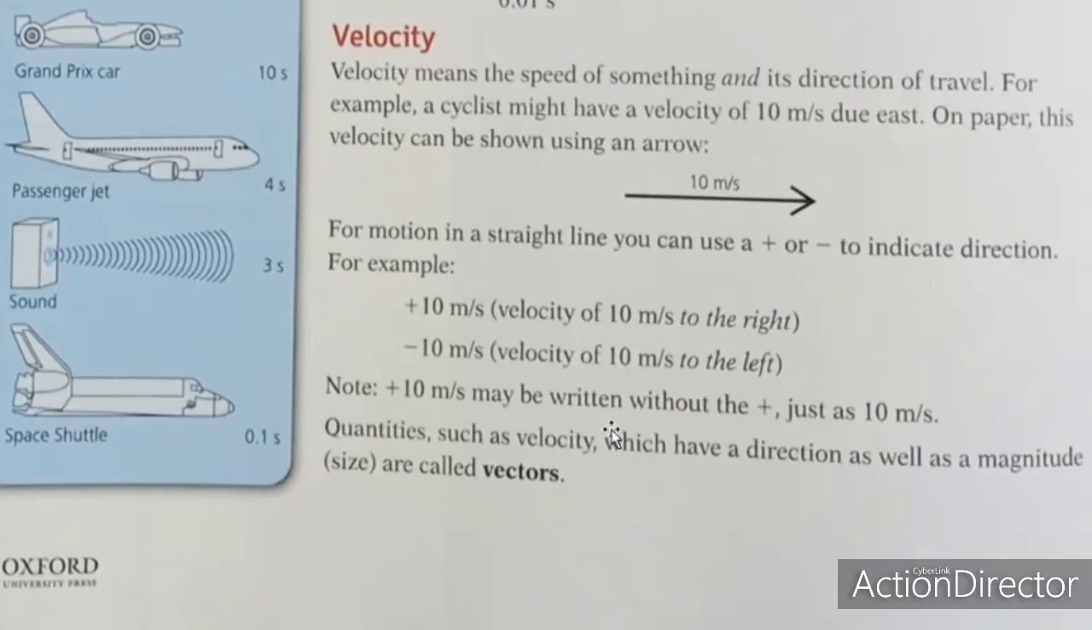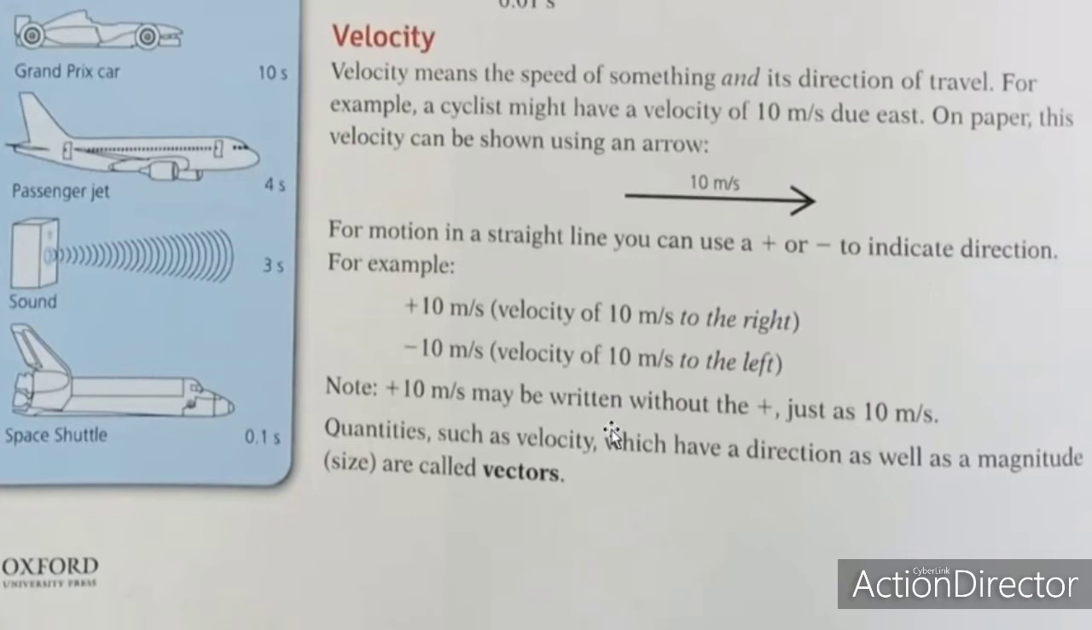Plus 10 meter per second. You can write without the plus sign also. It means you are talking about the positive direction or right hand direction. Now quantities such as velocity, which have direction as well as magnitude, meaning size, are called vector quantities.